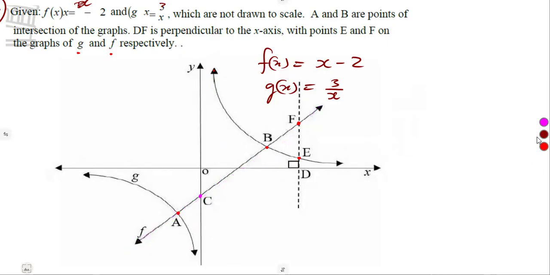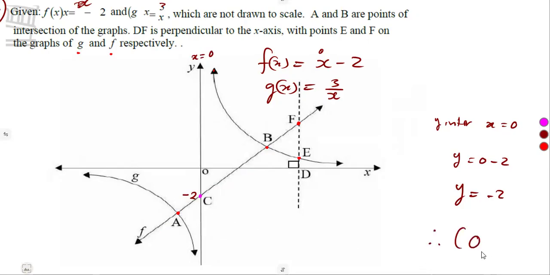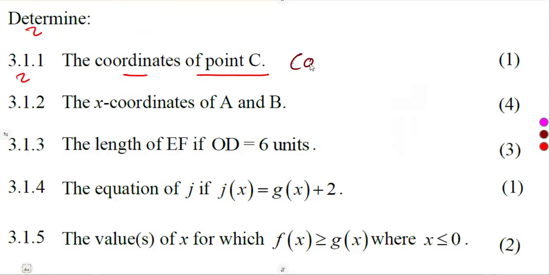We know that the y-intercept is on a condition where x is equal to 0. So we're just going to substitute 0 there. y is equal to 0 minus 2, so y is equal to minus 2. So at C, the value of y is minus 2. But remember, I said x is equal to 0. Therefore, the point C can be given as (0, minus 2). The question needs us to have this as a point.